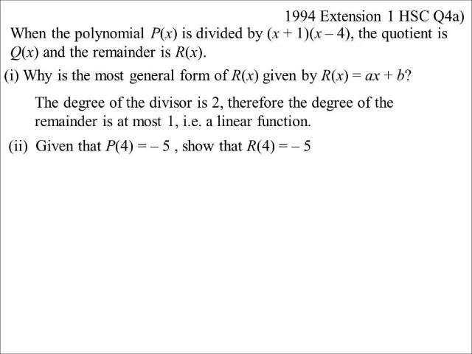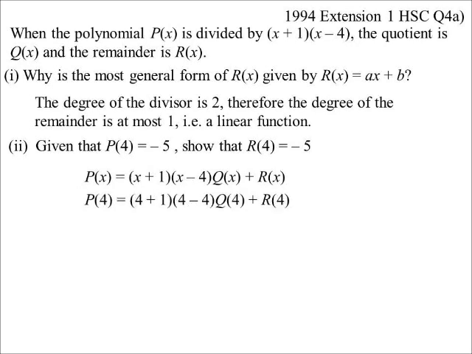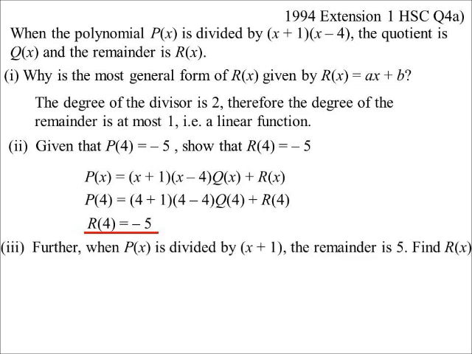Right, we're now told that when we sub in 4, we get -5. Show that R(4) is -5. Hang on. Let's write our polynomial down. So it's (x + 1)(x - 4)Q(x) + R(x). So subbing in 4, the first expression disappears. I'm left with R(4). We got the answer straight away because they've told me P(4) is -5. Further, when we divide by x + 1, the remainder is 5.